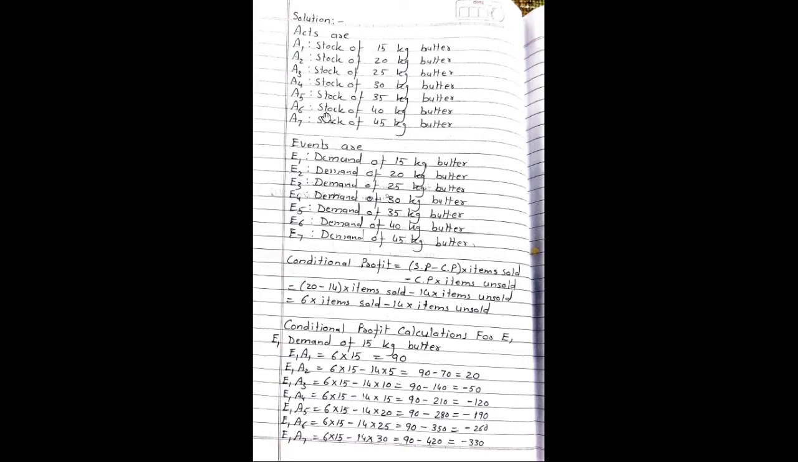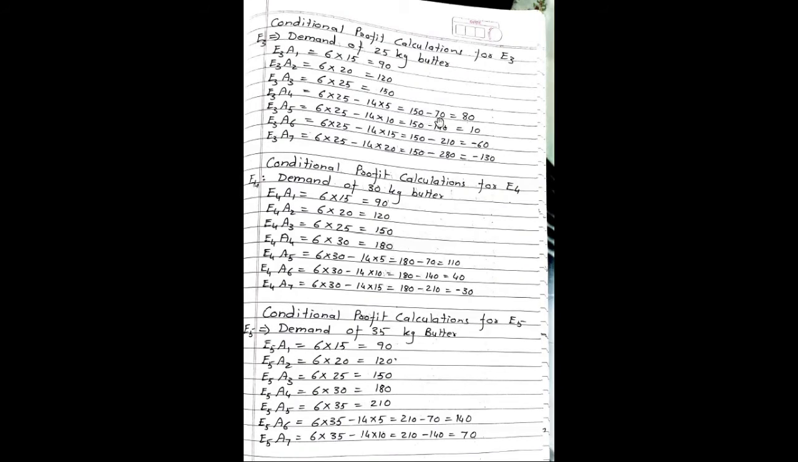E3, A5. Demand of 25 kg but stock of 35. So 10 kgs will remain unsold. So 6 into 25 minus 14 into 10. So 150 minus 140. The value is 10. E3, A6. Demand of 25 but A6 means stock of 40 kg. So 15 kgs will remain unsold. So 6 into 25 minus 14 into 15. So answer becomes 150 minus 210, which is nothing but minus 60.